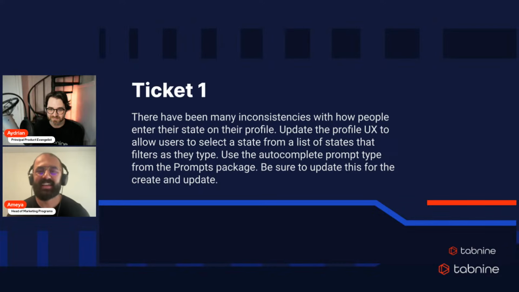Sounds good. So ticket one, there are many inconsistencies with how people enter their state on their profile. Let's update the profile UX to allow users to select a state from a list of states that filters as they type. Use the autocomplete prompt type from the prompts package, and be sure to update this for create and update. Sorry about my dog, everyone. It's a new place. We understand.